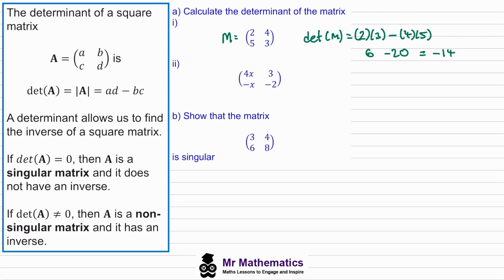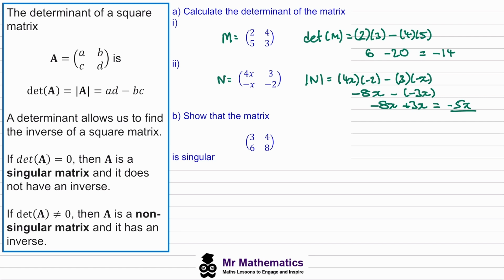Okay, so for part 2, if we call this matrix N, then the determinant of N will equal the product of the 4x and the negative 2 minus the product of the 3 and the negative x. So this would be negative 8x minus the negative 3x. So this would become negative 8x. This becomes positive 3x. So the determinant is negative 5x. Okay?